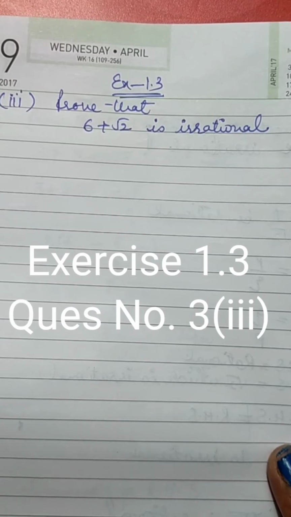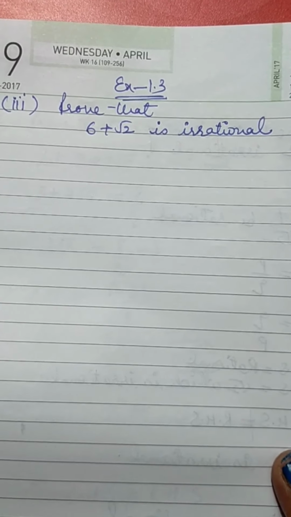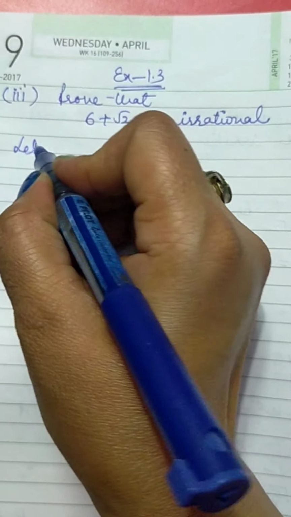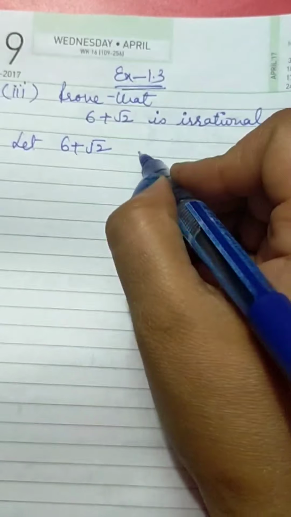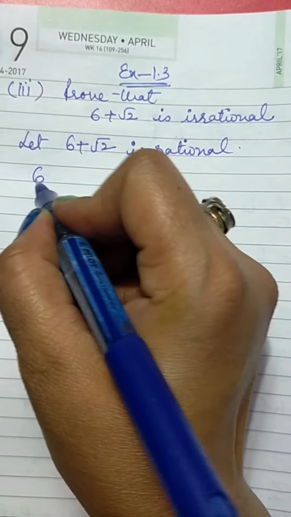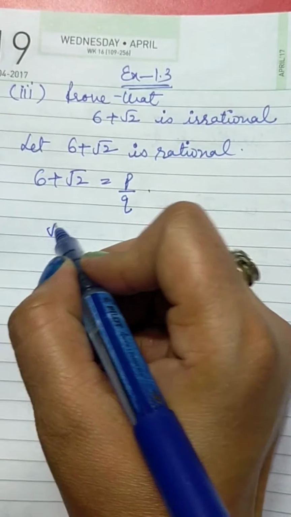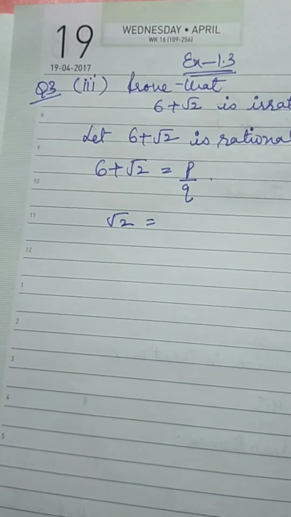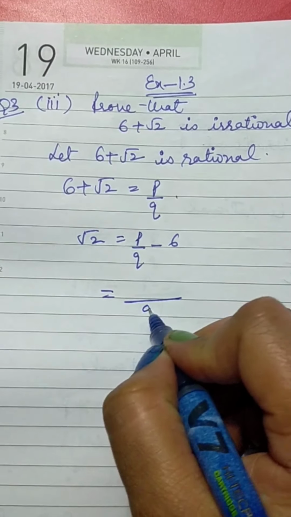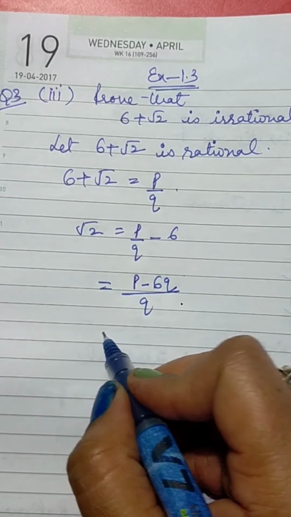Now third question, third part: prove that 6 plus root 2 is irrational. We have already done the second question, which was almost the same. So again, let 6 plus root 2 be rational, and if it is rational we are going to write it in the form of p over q. Let root 2 be here only, p over q minus 6. Take the LCM, p minus 6q. So again integer over integer means this is rational.